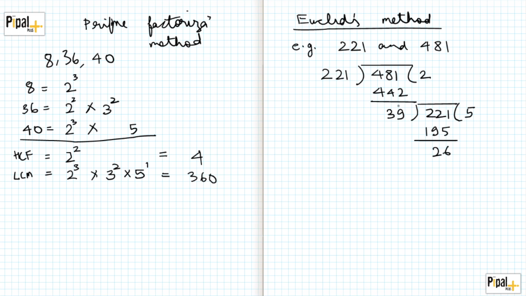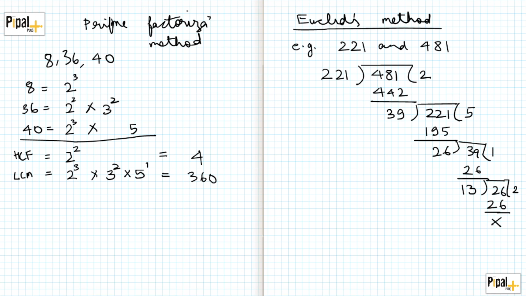So now I do the same method again. Just like I brought 221 here and divided by the remainder of the previous computation, now my remainder is 26, and I'm going to divide this divisor 39 by 26. So 26 times 1 is 26, and I'm left with the remainder 13. Now I do the same thing and I bring 26 down. Now 13 times 2 gives me 26, and there is no remainder left, right?